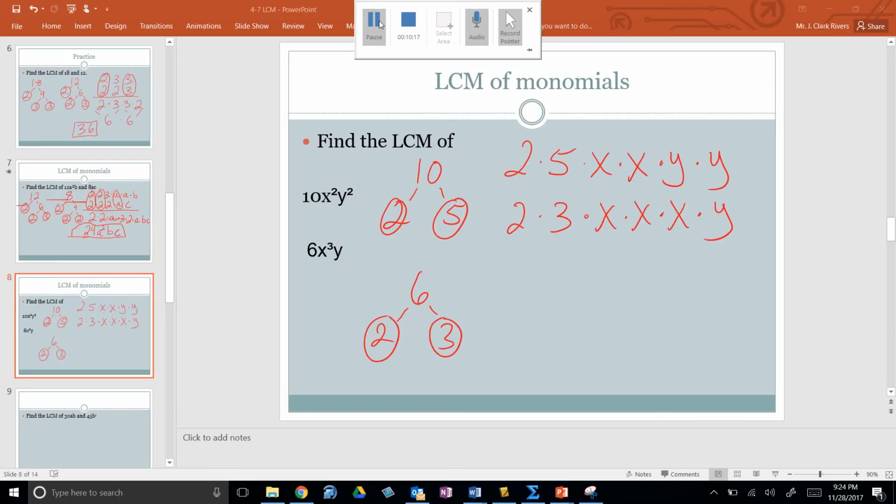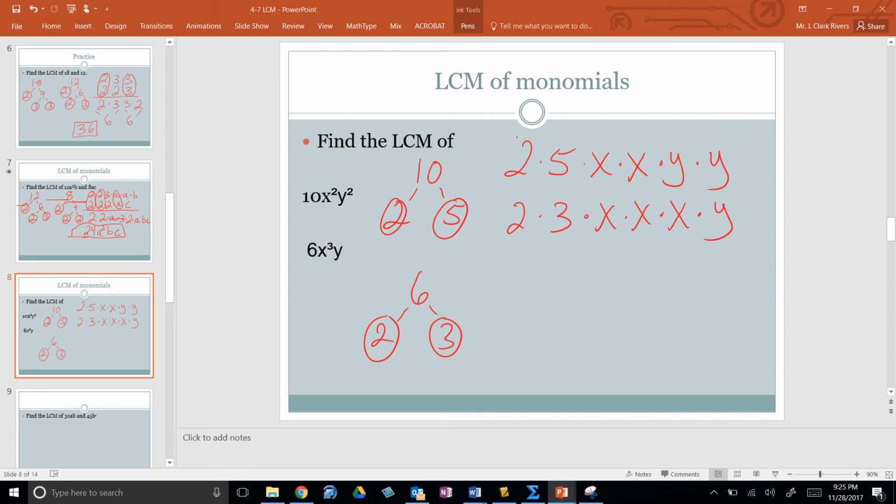All right, so here's what I did. 10, prime factorization of 10 is 2 times 5. So you'll see 2 times 5 up here. x squared times y squared. That is x times y times y. 6x cubed times y, 6. The prime factorization of that is 2 times 3. So 2 times 3 is there. Times x times x times x times y.